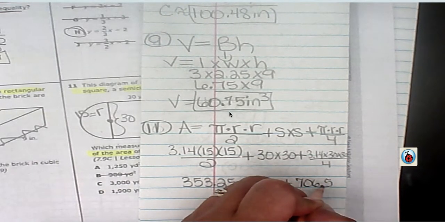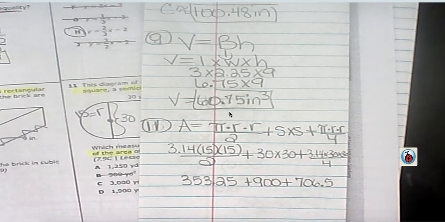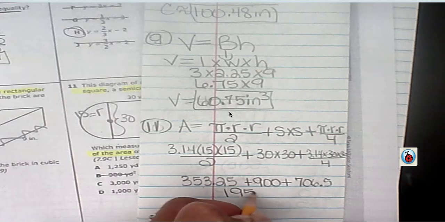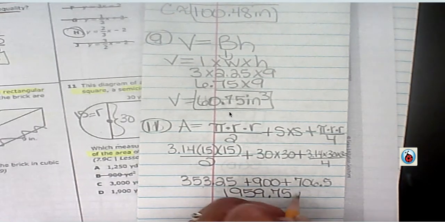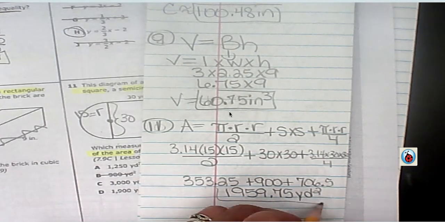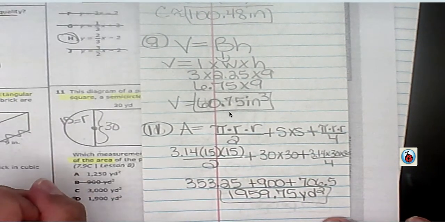706.5. Now I'm going to combine the 3 areas to find the total area there. And when I combine it, I get 1,959.75 yards squared. So my area here, closest answer would be D.